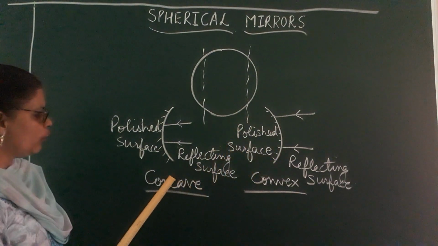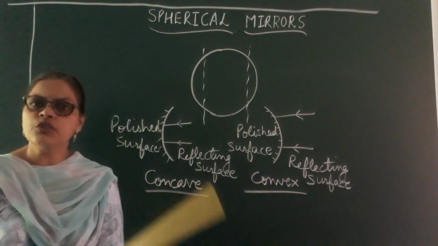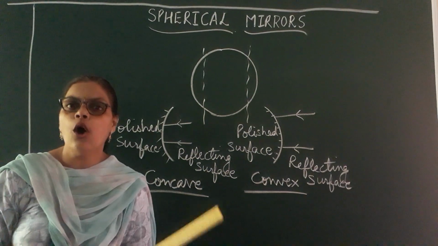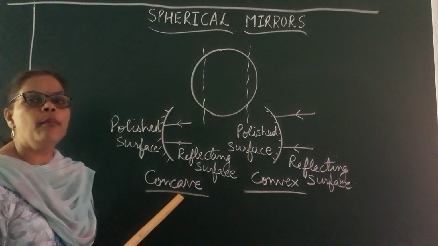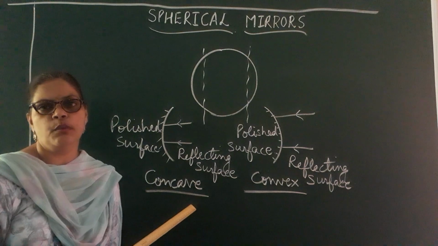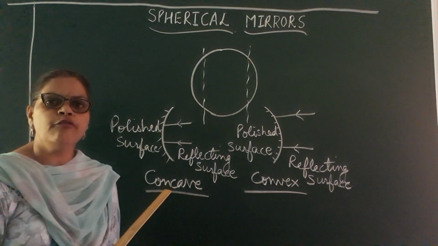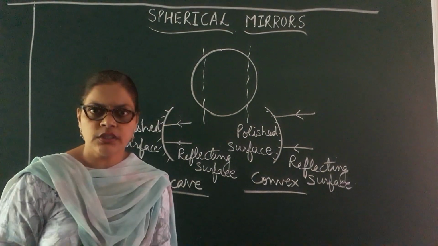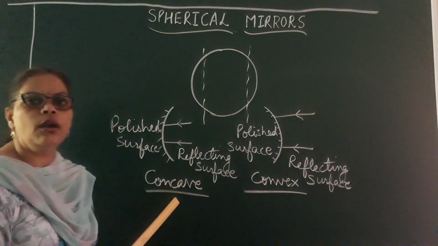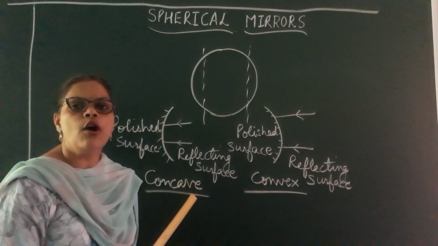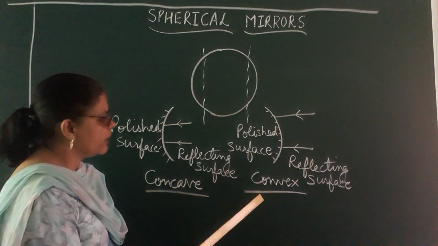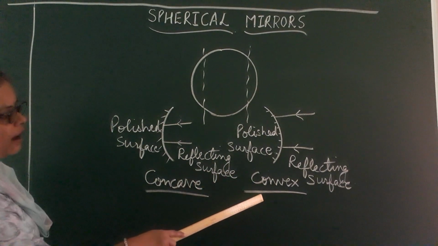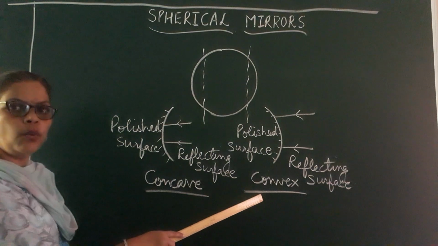The third point would be that a concave mirror mostly, we will not use the word always, it will mostly form a real and inverted image, because there is one case where it forms a virtual and erect image. Children, we'll be doing it as we proceed further. But a concave mirror mostly forms a real and inverted image, while a convex mirror always forms a virtual and erect image.